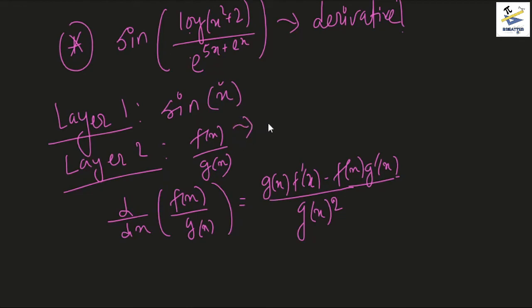f(x) has a layer which says that the inside function is x square plus 2. Similarly, g(x) has a layer which says that the inside function is e to the power 5x plus e to the power x. But these layers do not really matter because we already have a f(x) by g(x) thing here, so we are going to use them here directly.